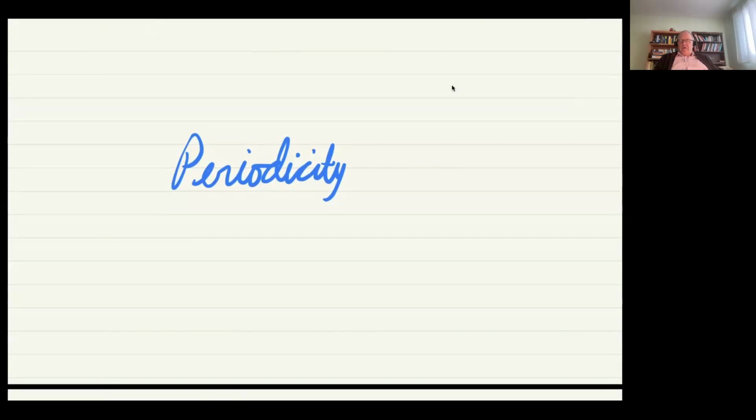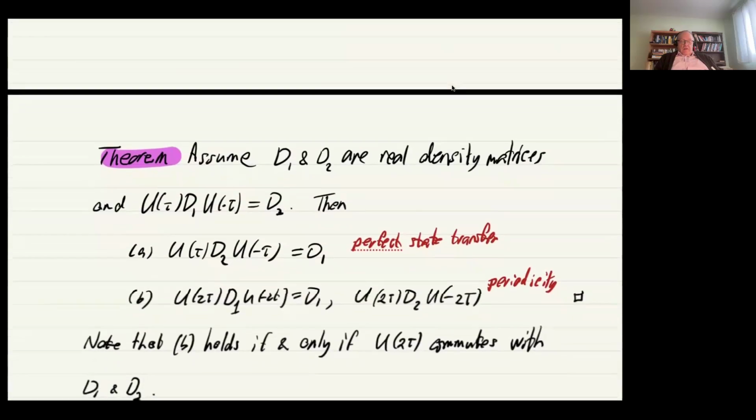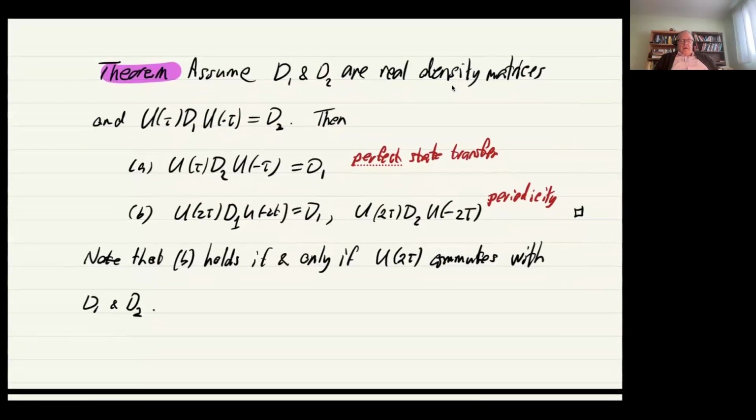In more general situations where H is not symmetric, periodicity goes away, which is a pity because periodicity is an important tool. And so you don't prove that most graphs don't have perfect state transfer, you prove that most of them don't have periodic vertices. Let's go through the periodicity a little more carefully. So I'm going to assume I've got real density matrices D1 and D2, and that there's transfer between them at time tau.